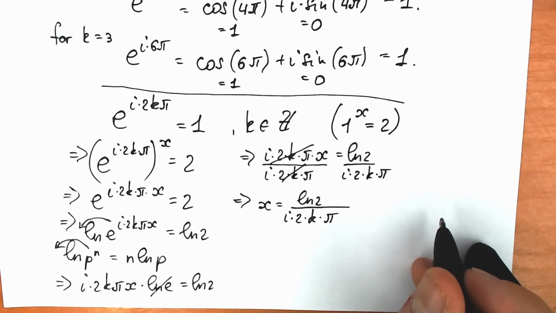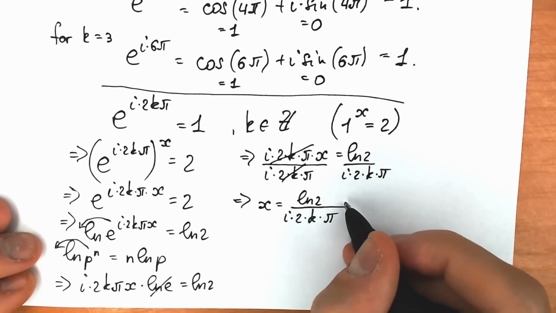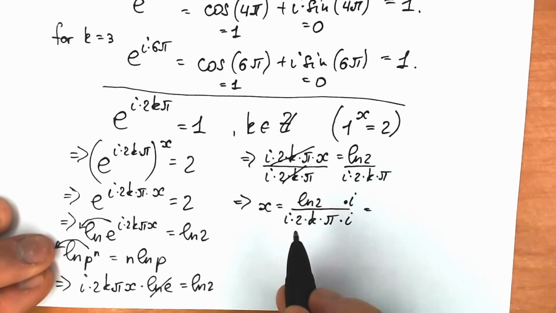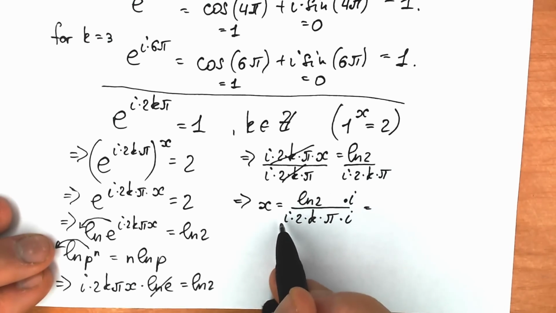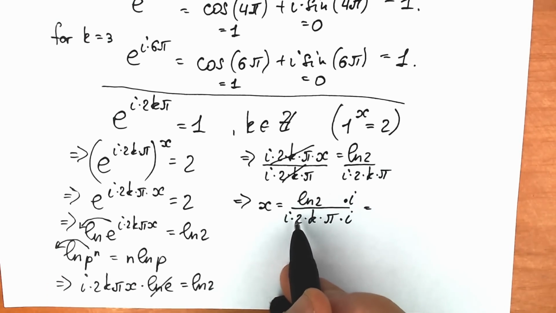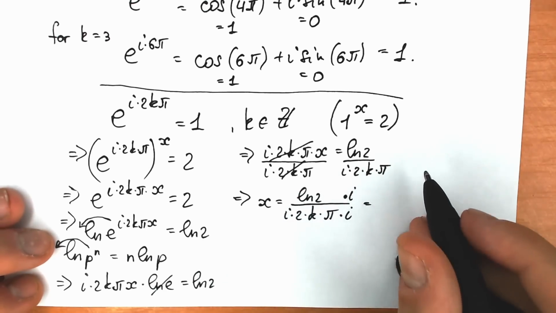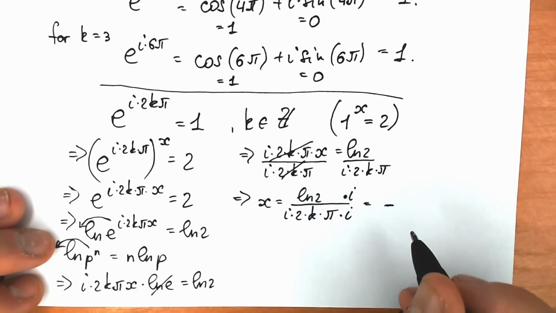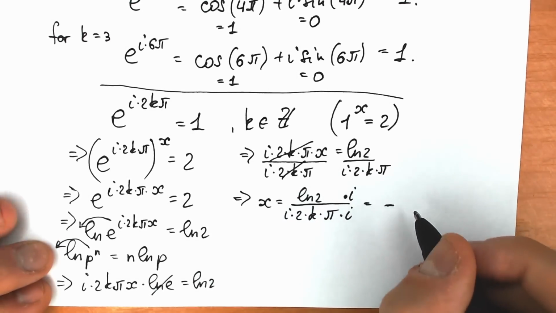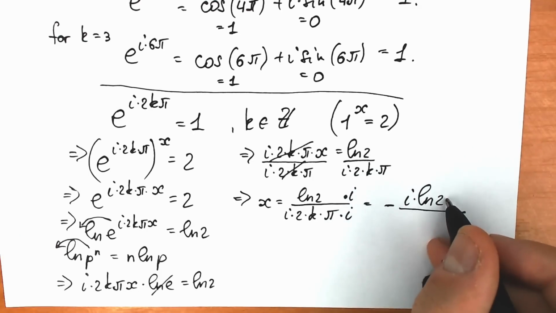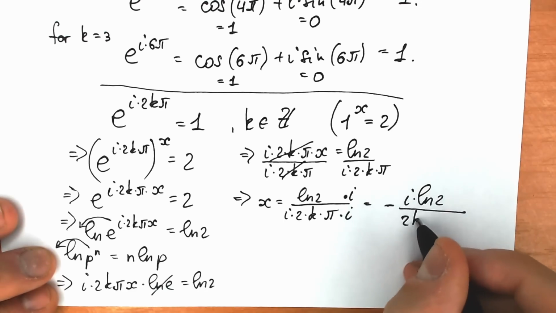And right now let's multiply the numerator and denominator by i. When we multiply our denominator, we will have i square, and in terms of complex numbers everyone knows that i square equals minus 1. So the main sign will be negative, and we have i times natural log 2 in our numerator, and in our denominator we have 2k pi.